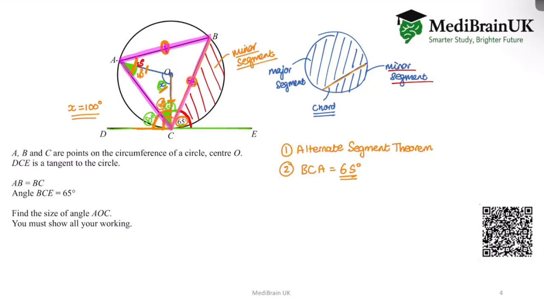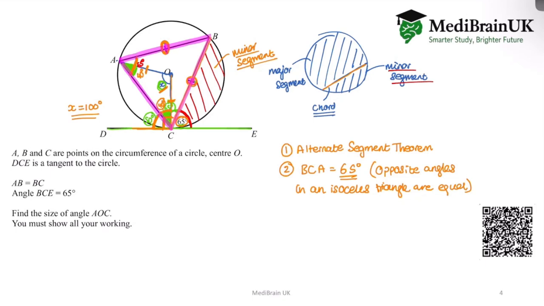In an exam, you should be fine in saying alternate segment theorem. You don't need to give that full explanation. If you're giving a reason, alternate segment theorem should be sufficient. Okay, because opposite angles in an isosceles triangle are equal.